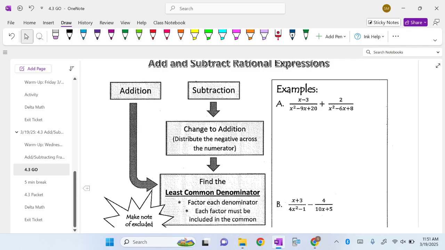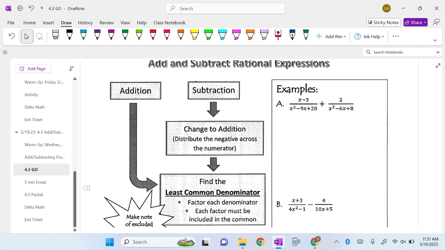Now, are 12b and a like terms? Are they like terms? No. So we're done. Bada bing, bada boom. That's how easy it is.